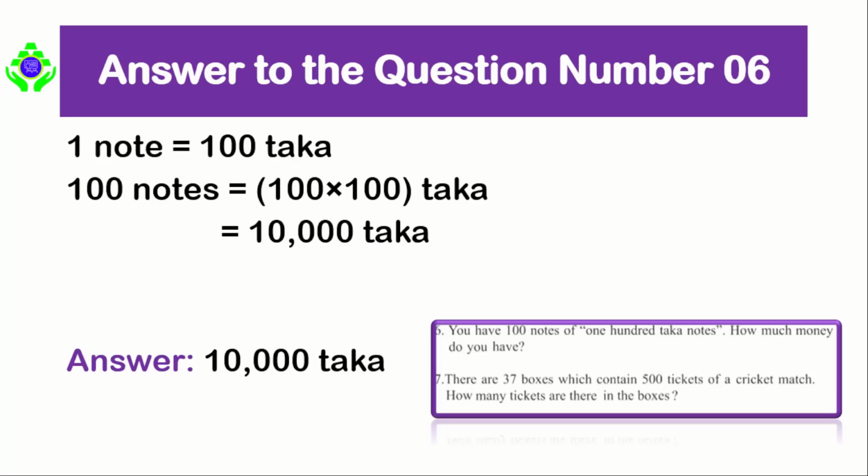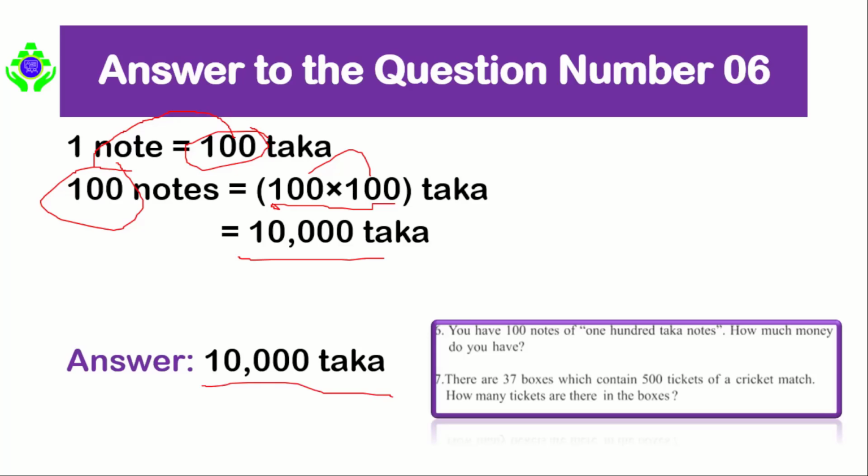Here I can write that one note is equal to 100 taka. So there were 100 notes. So 100 notes is equal to, this 100 will be multiplied. Okay, I'm highlighting this. This 100 will be multiplied with this 100. That's why there is 100 into 100 taka. And if I multiply 100 with 100, it should be 10,000 taka. That's why the answer for this question is 10,000 taka. Okay, so that's the solution of question number 6.